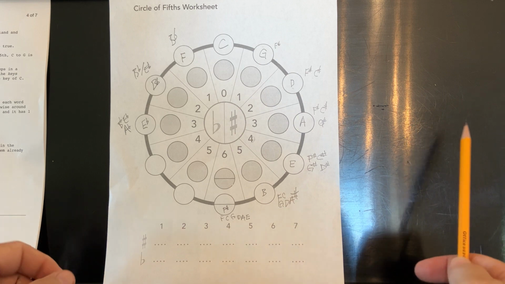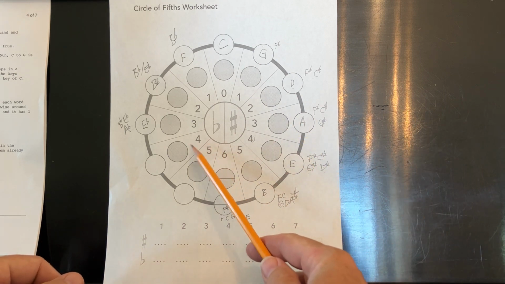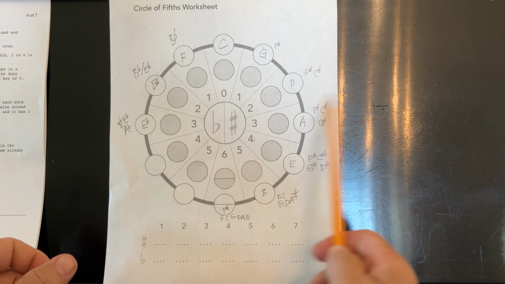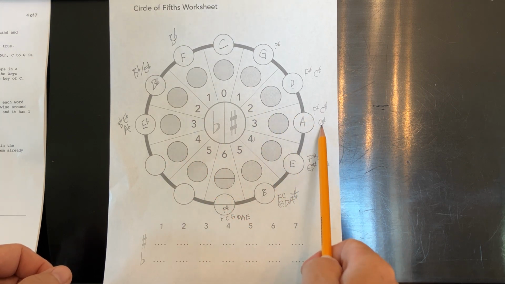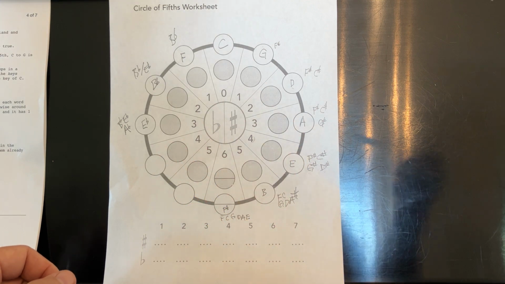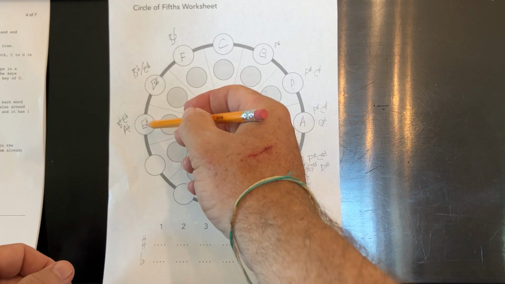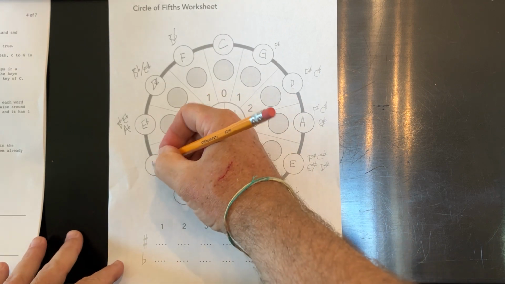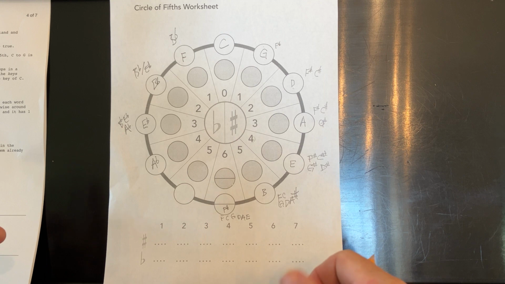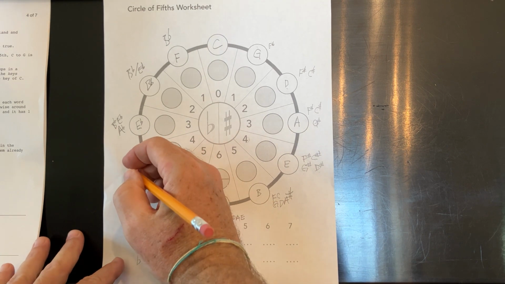So one way I can do this, I can go, okay, what key has 4 flats? Well, what key has 3 sharps? Because 4 plus 3 is 7. So I can go over here and go, okay, the key of A has 3 sharps. So that means this is probably going to be the key of A flat, which it is. Because if I go down a fifth from E flat, I've got an A flat. And B, E, A, D, G, C, F, that's my order of flats. So B, E, A, D.